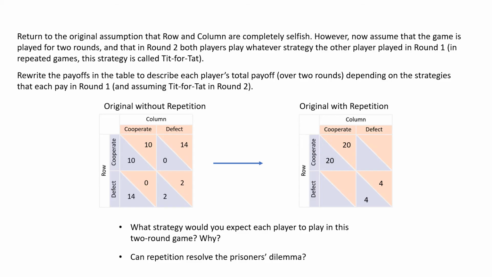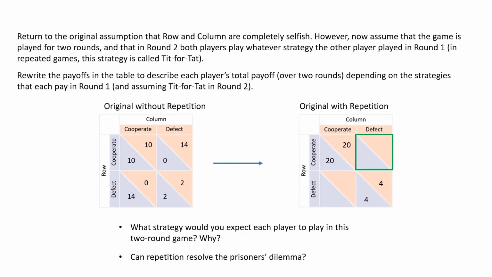So now assume that in the first round, the row player plays defect and the column player plays cooperate. Since they mimic what the other player does in the first round, in the second round the row player would play cooperate and the column player would play defect, right? Because in the first round, row plays defect and column plays cooperate. So in the second round, row plays cooperate and column plays defect, right?